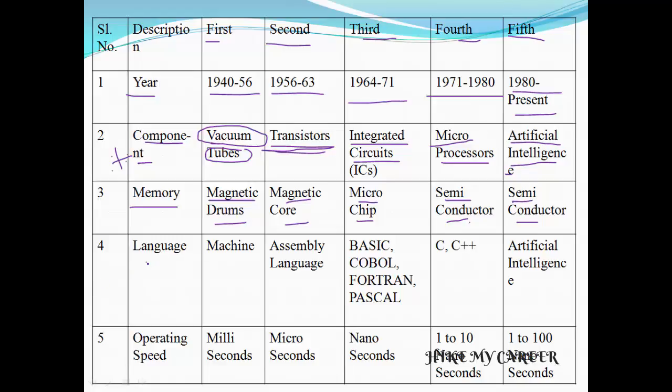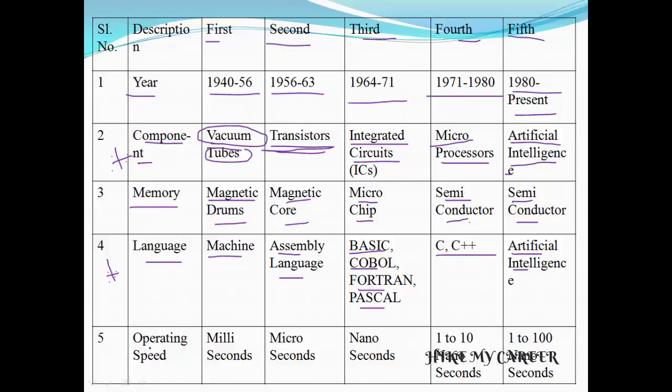Next, languages used. In the first generation it is machine language, second generation is assembly language. Third generation is BASIC, COBOL, Fortran, Pascal. Friends, please note the languages are very important. In fourth generation the languages are C, C++. Fifth generation is artificial intelligence. It is also very important.